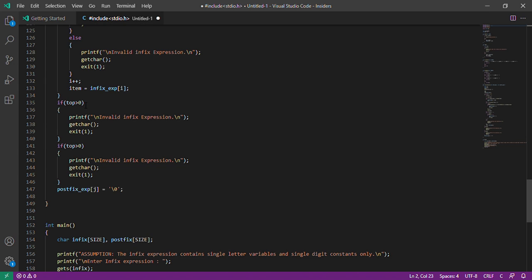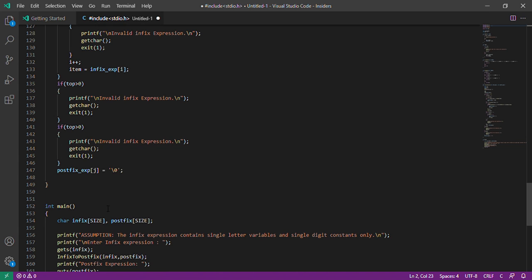This is the end of the while loop. Then next, if the infix expression has an illegal symbol, it is invalid. Then next, add a sentinel, else the puts function will print the entire postfix array up to its size.